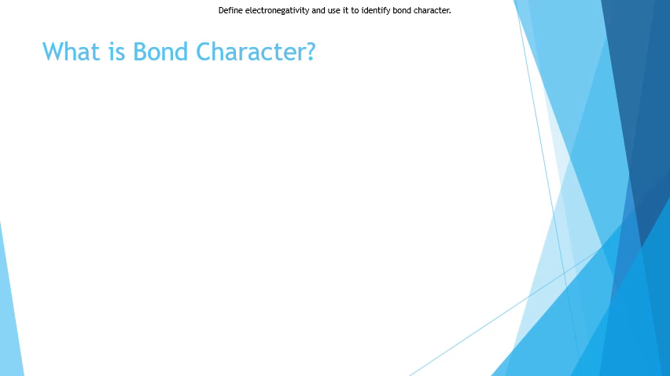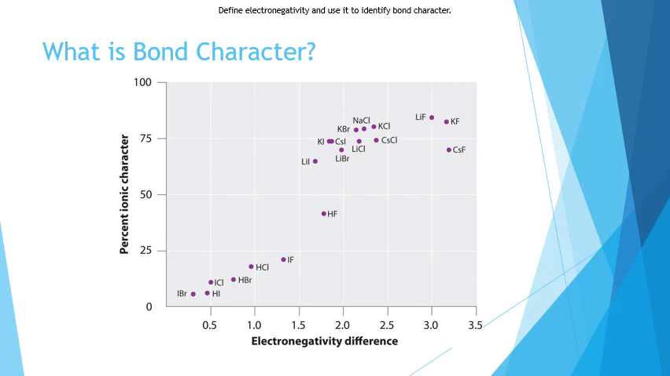So I've used this term bond character a little bit, and it's actually in our learning target: define electronegativity and use it to identify bond character. Here's a graphic that can help us understand what we mean by bond character. So along the bottom, this axis here, we're graphing the difference in electronegativity between atoms that are bonding. And then on the vertical axis here, we are graphing percent ionic character.